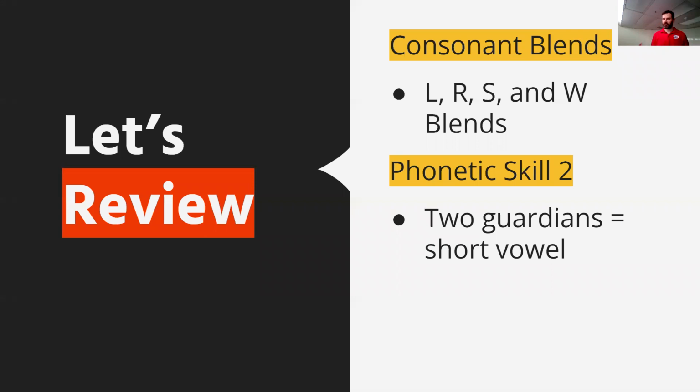Okay, so let's just review. We talked about consonant blends, and we talked about consonant blends that fit the pattern of L blends, R blends, S blends, and W blends. And then we learned that phonetic skill number 2 means that if there are 2 guardian consonants after the vowel, it will be short. I hope that this has been informative and helpful, and that you can now apply these skills in practicing with words.